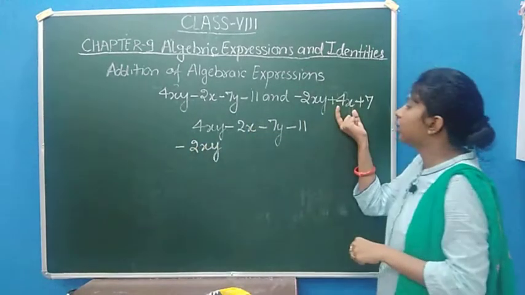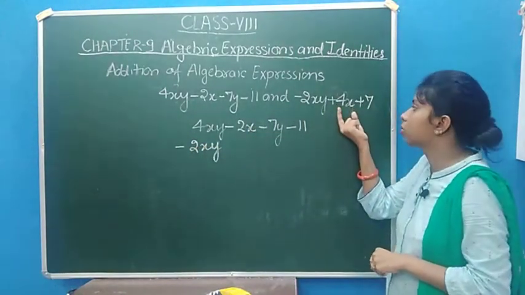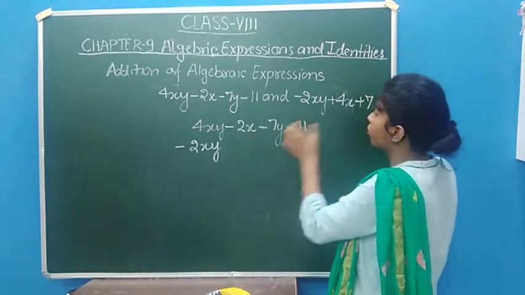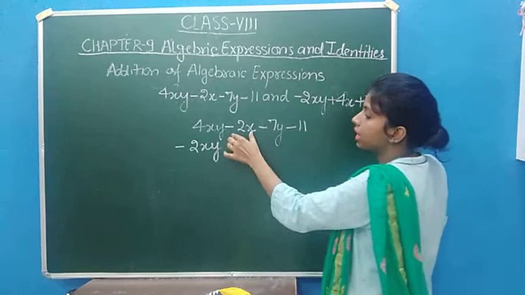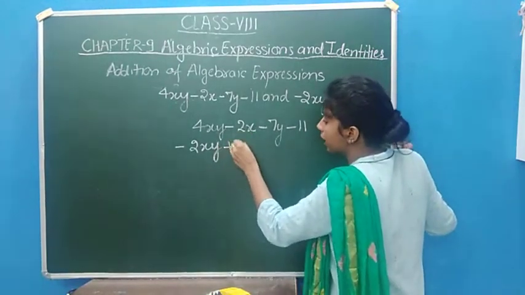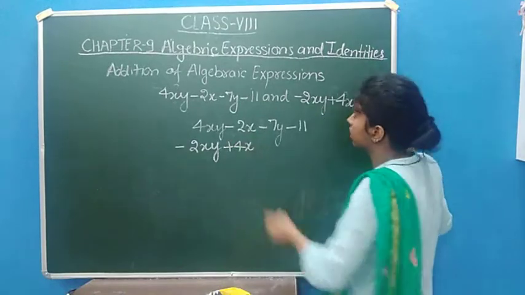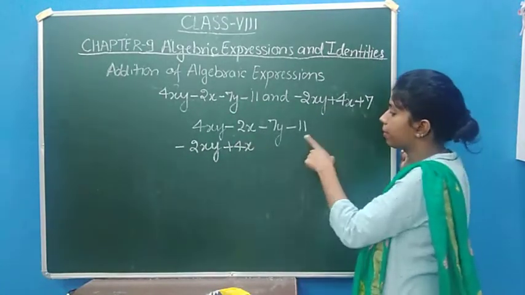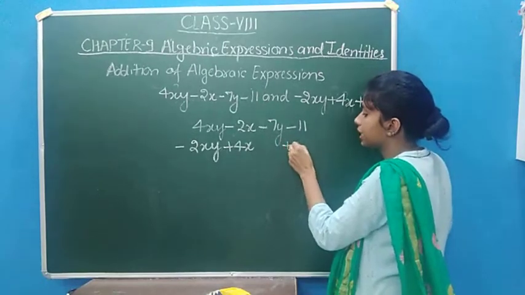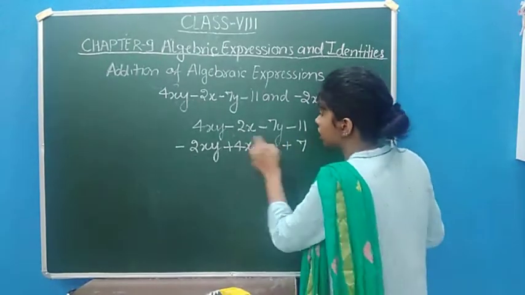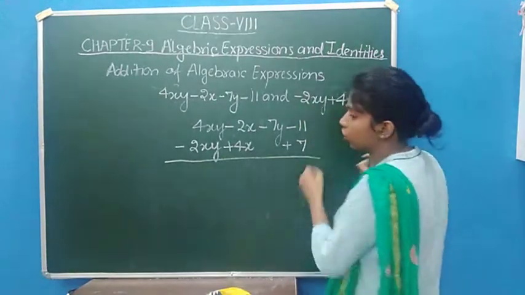Now the second term of the second expression is plus 4x. So here we have variable x. So of course 4x is going to be a like term with minus 2x. So I'm going to write them with each other. Like this. Now the third term of the second expression is plus 7. Plus 7 is a like term with minus 11. So here I am going to write plus 7. Okay, this place is vacant. We can write 0 or nothing.